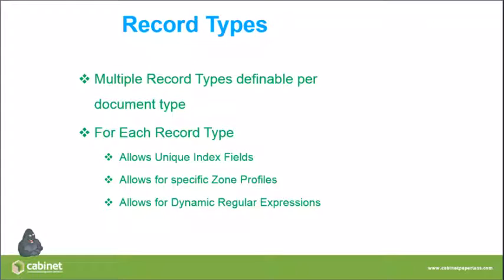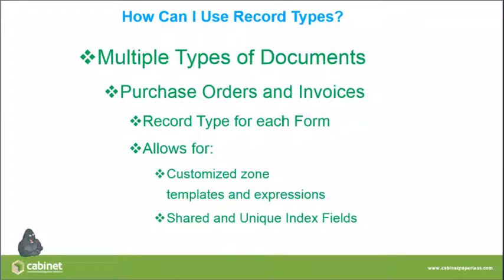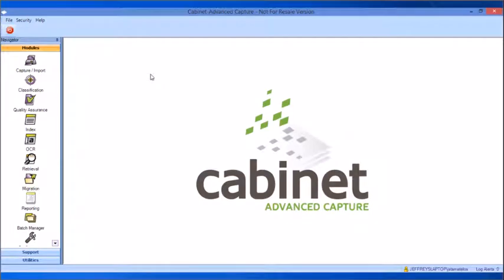It allows you to process multiple types of documents through one job and have unique properties for each type of document. For an example, you could use purchase orders and invoices. We would have a record type for each form, and for each form, again, we could use customized zone templates, expressions, and we could have shared and unique index fields for each type of document. Alright, so now I want to give you a quick example of how record types are used in Advanced Capture.